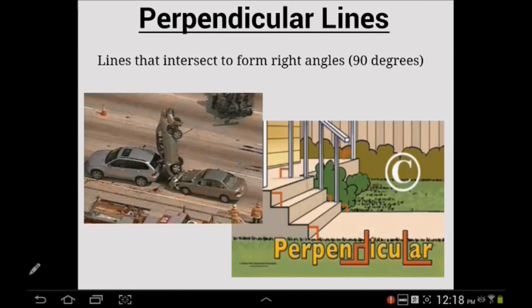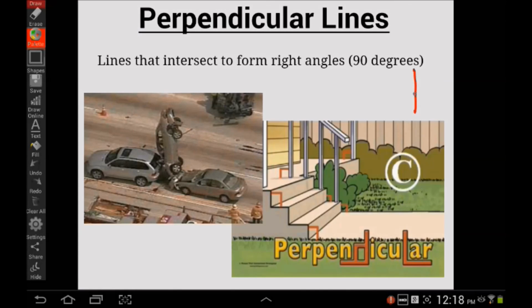In our next slide, we have perpendicular lines, and perpendicular lines are lines that intersect to form a right angle. So perpendicular lines, when they cross each other, when they intersect, there's a right angle that's formed. A lot of streets come out this way, the way things are tiled. A lot of things, especially in architecture, are drawn or built with perpendicular lines.